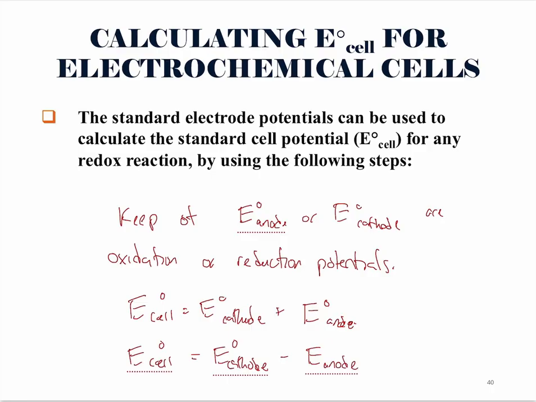Which one you use just depends on the potential values you're given. If you're just looking up reduction potentials, you'll always use this one, the reduction potentials. If you're given mixed oxidation and reduction potentials, you use the first one. But you always have to set one as a positive value, or the absolute value for one.